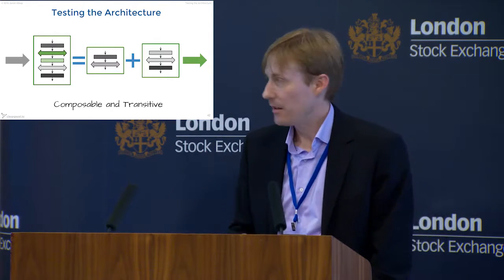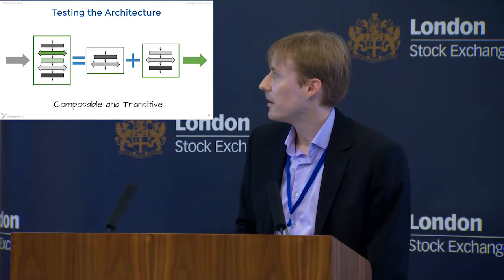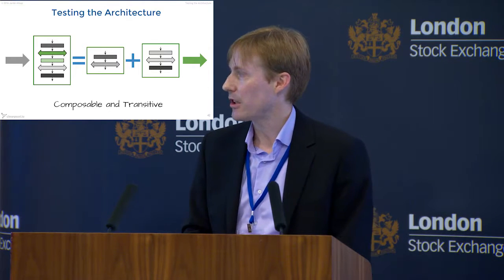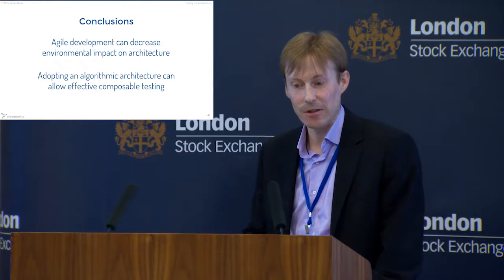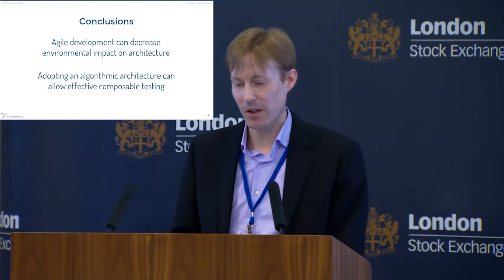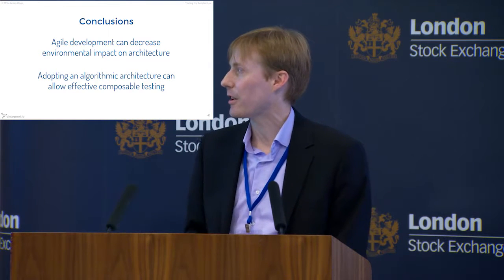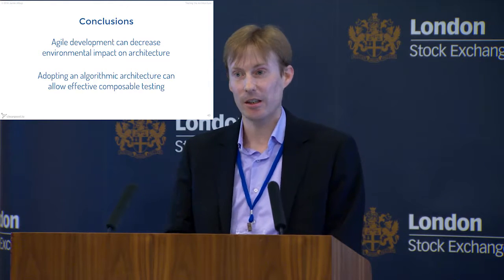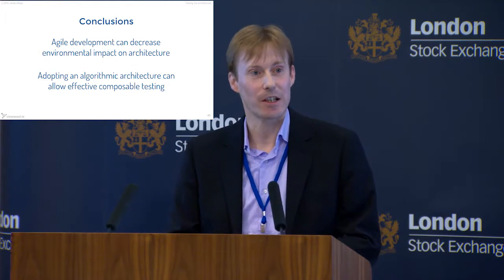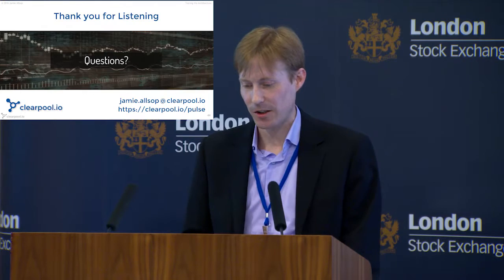That is me finished. The conclusions are that problem one, we solve that with agile development. It decreases the environmental impact on the architecture. And if we adopt an algorithmic architecture, we can also allow effective composable testing, which will allow us to directly test the architecture or piecemeal test the architecture. And I'm finished. Thank you for listening.